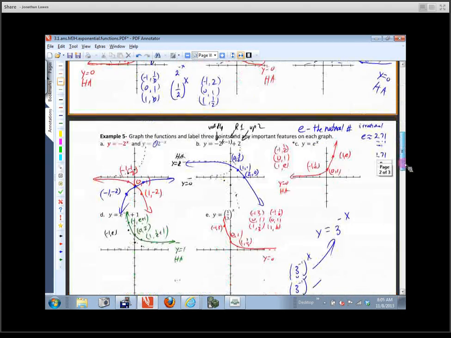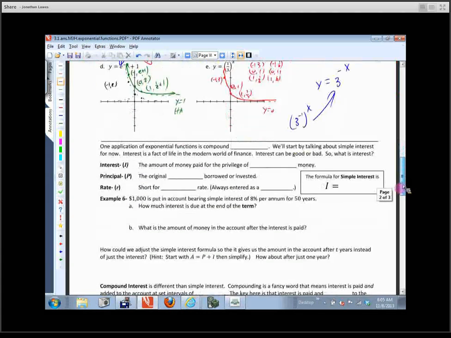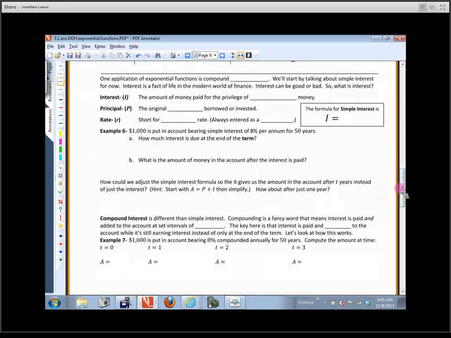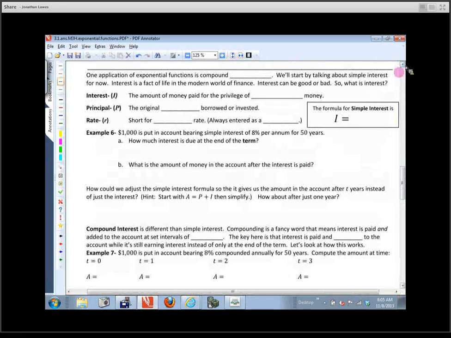If not, you can watch the video again. The problems in this section, they're not designed to be too terribly difficult. They're kind of just designed to get your feet wet a little bit. Okay? So now let's talk about an application of exponential functions. And so we're going to talk about interest, compound interest.